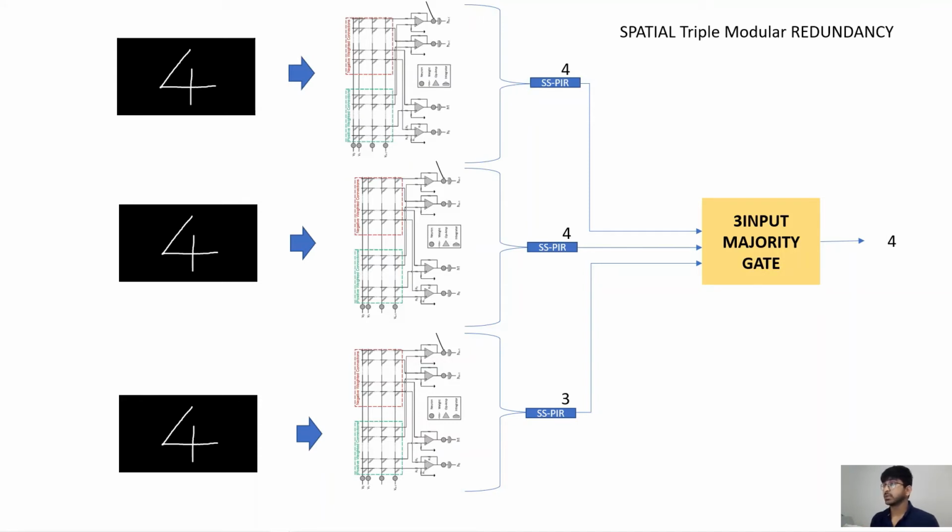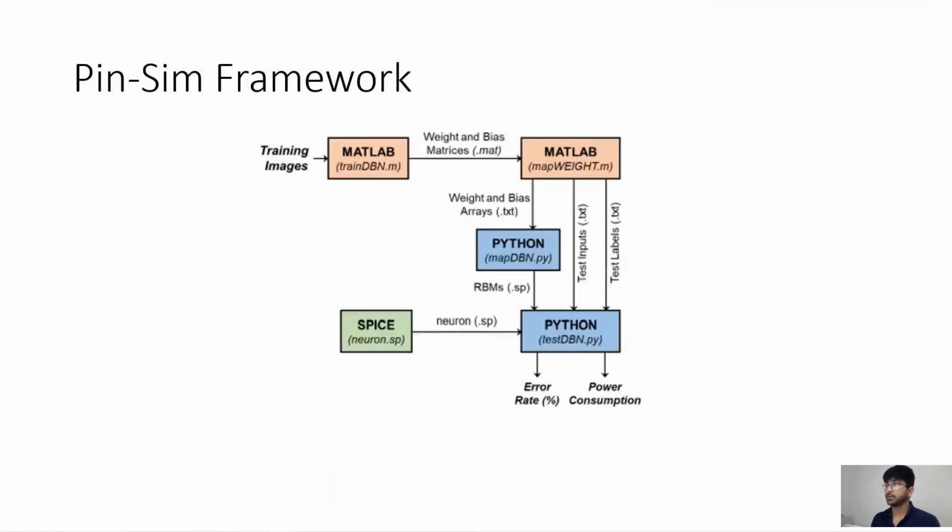In this project, we implemented this network using a simulation tool like SPICE, because we don't have fabricated hardware to do it. So I'm going to discuss the Pinson framework, where the simulation flow is done. We input the training images to the MATLAB file. It generates weights and biases, and the Python file is used to integrate a SPICE rbm.sp, and the test inputs and test labels are used to calculate the error and power consumption. So this is the flowchart of the Pinson framework.